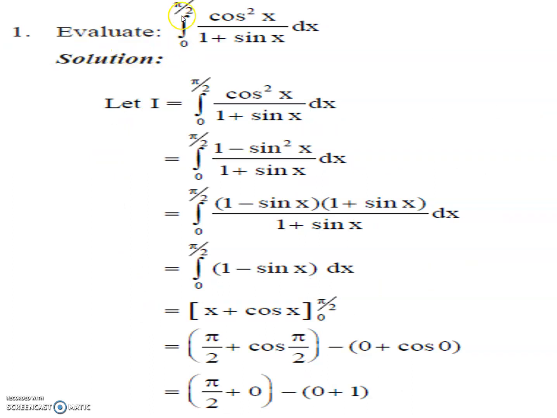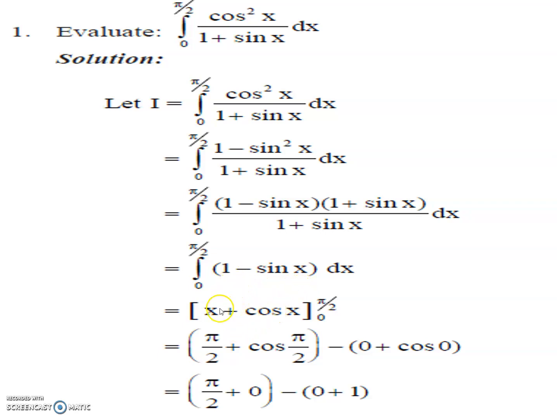Now evaluate the integral from 0 to pi by 2 of cos squared x upon 1 plus sin x dx. So integral I is in the form of a trigonometric function, with lower limit 0 and upper limit pi by 2. First we take the simplification. We know that cos squared x is 1 minus sin squared x, and 1 plus sin x remains the same. We know that a squared minus b squared is (a plus b)(a minus b). That's why it is (1 minus sin x)(1 plus sin x) upon 1 plus sin x. So 1 plus sin x gets cancelled, leaving 1 minus sin x.